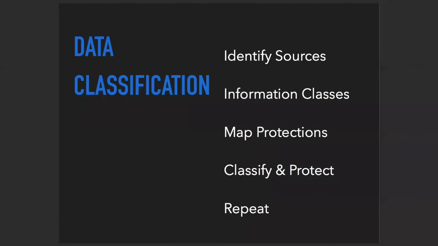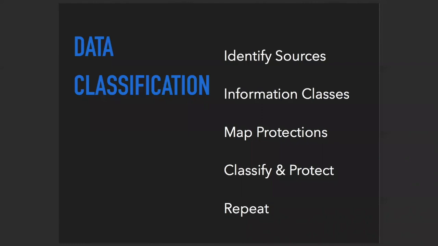The fourth one is classifying and protecting information. So everything that you've identified in step 1 should now be classified as we talked about in step 2 and protected as we talked about in step 3. So step 4 is kind of just putting it all together. And 5 is repeating it. It should be repeated as a necessary part of a yearly audit.